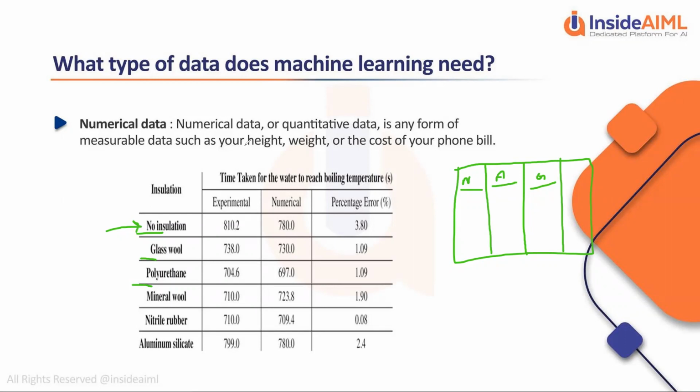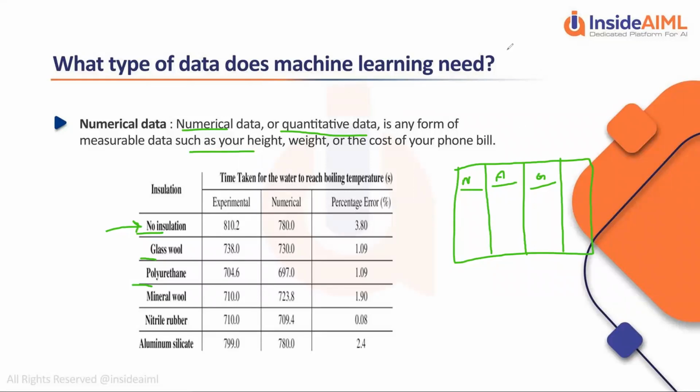So you have different kinds of data as well. We have numerical data, or quantitative data, which is any form of measurable data, such as height, weight, the cost of your bills, the price of the bike, the rain in millimeters, or the balance amount. All of this is numerical data.